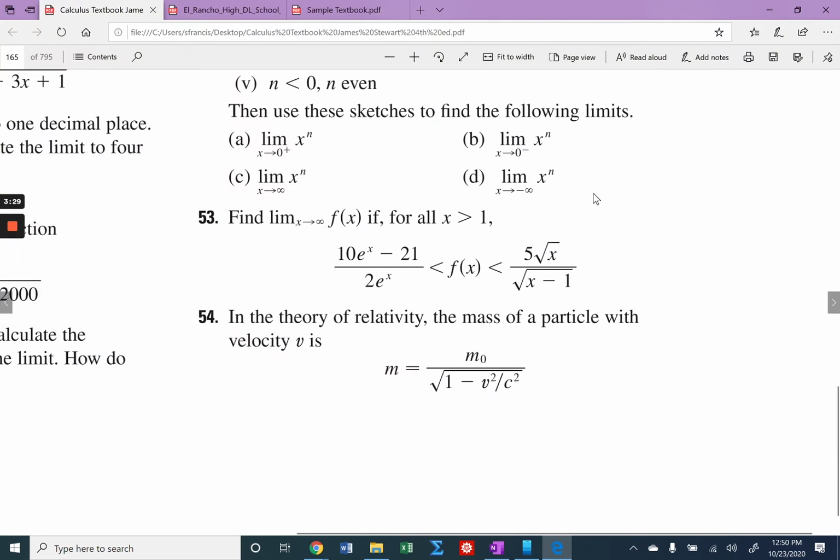For 53, I'm just going to comment. I'm not going to write. Okay, so it says to find the limit as x approaches infinity of f of x if, for all x greater than 1, this series of inequalities holds.